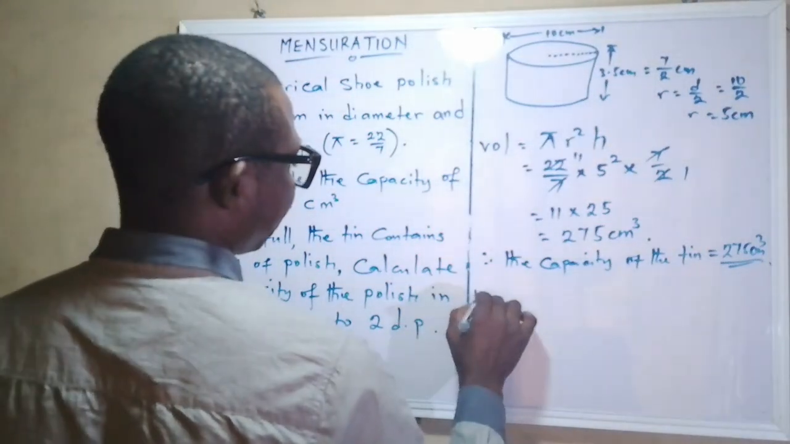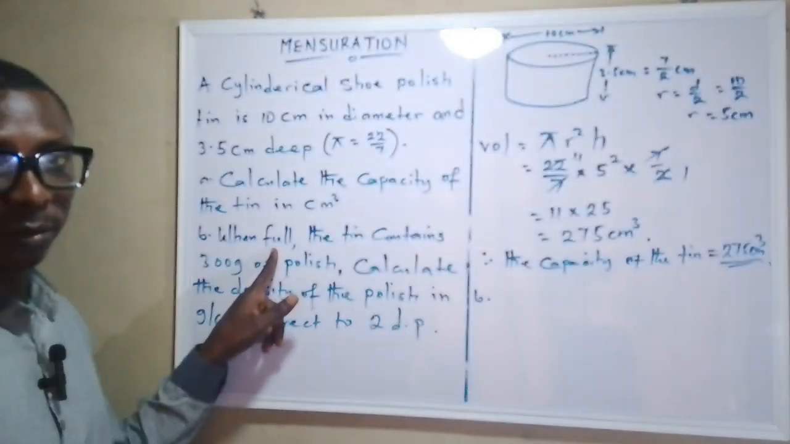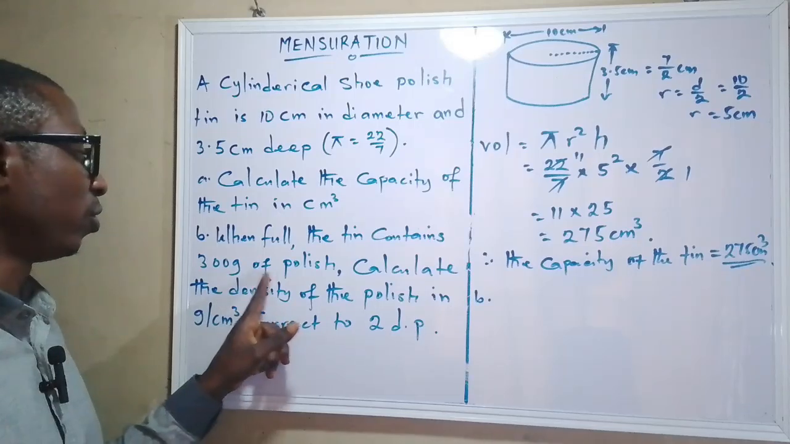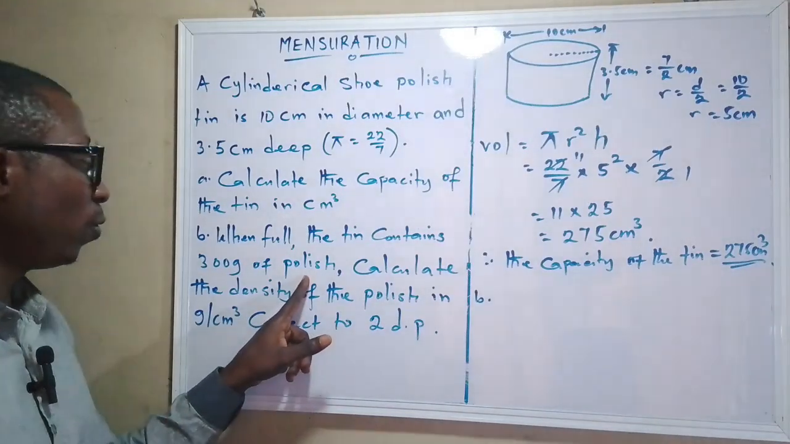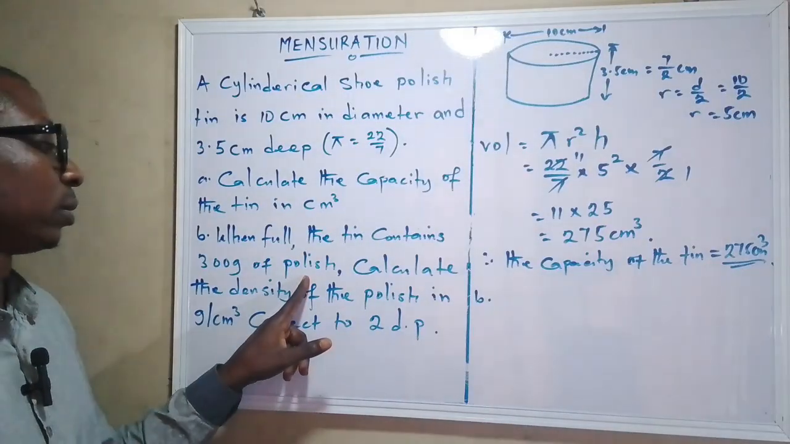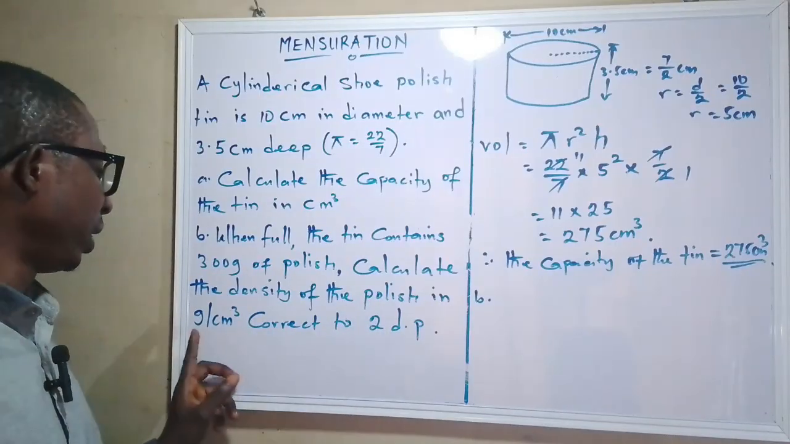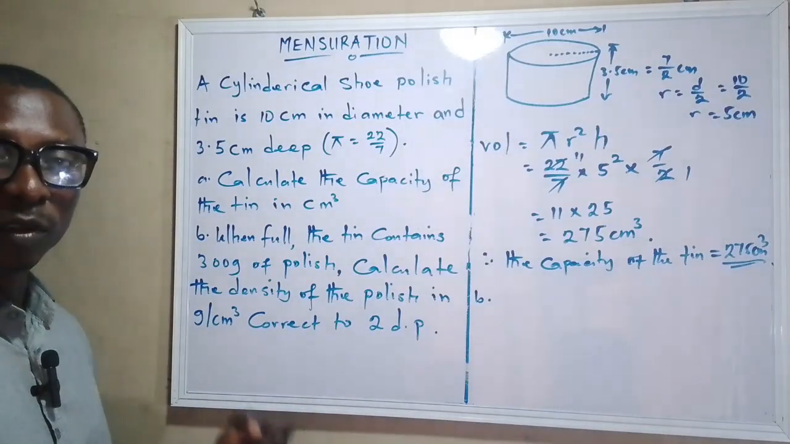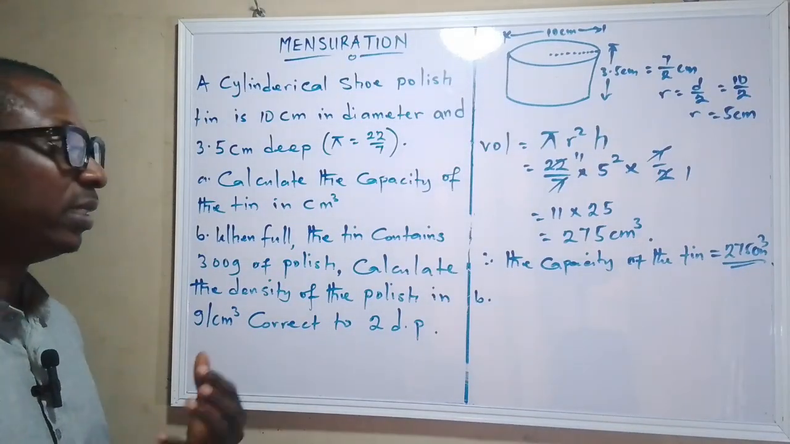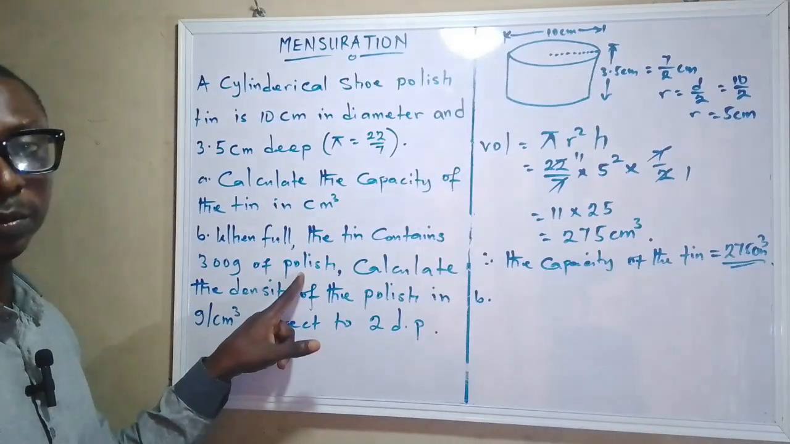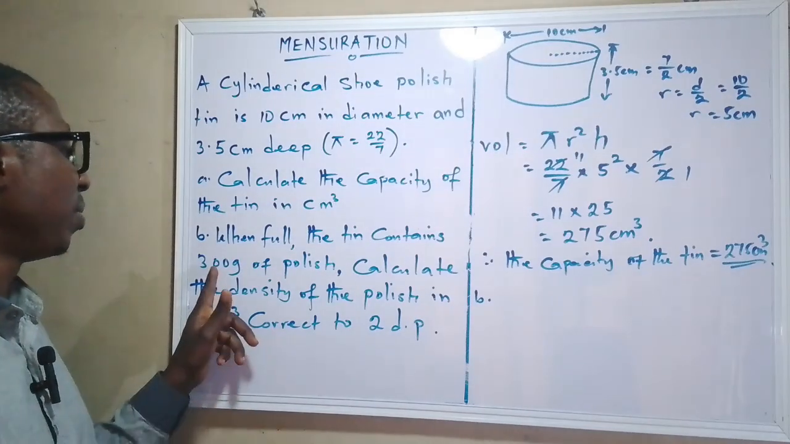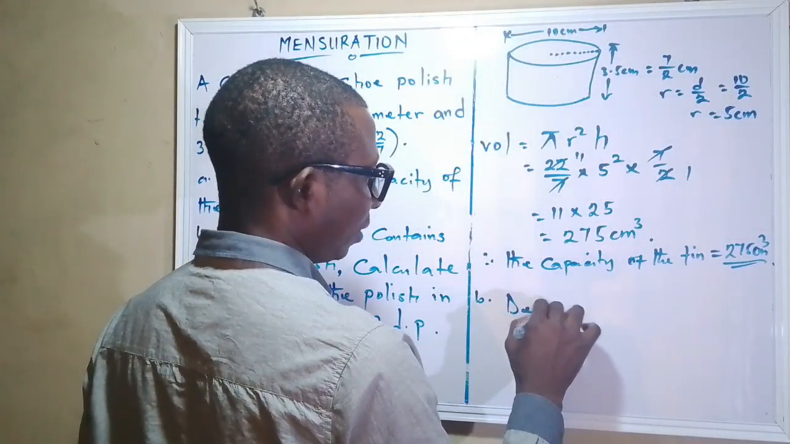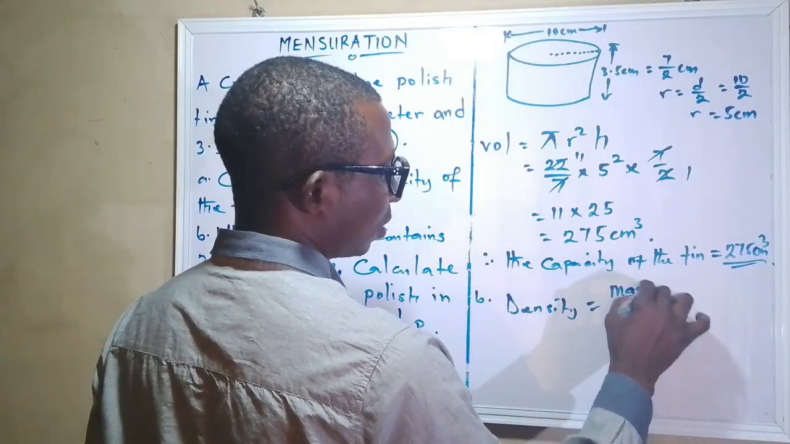Now let's look at the second part. When the tin is full, it contains 300 grams of polish. You have to calculate the density of the polish in gram per centimeter cube. What you need to know is that the polish takes the volume of the tin, so the volume of the tin is the same as the volume of the polish. You have been given the mass of the polish. The formula for density is mass over volume.